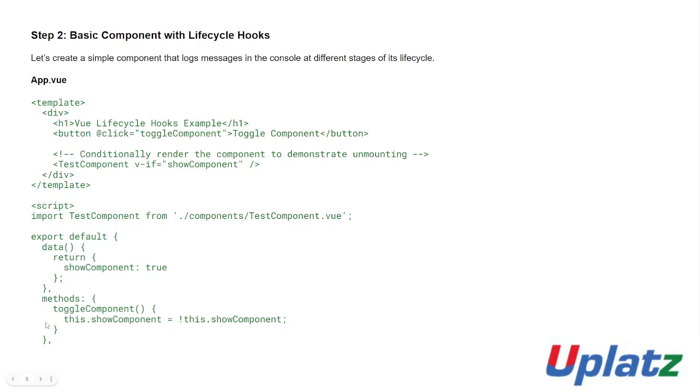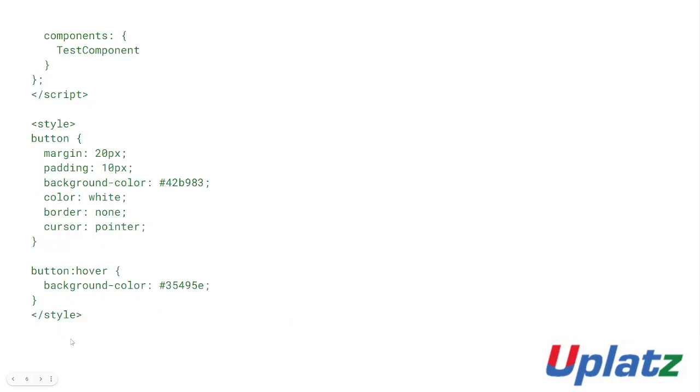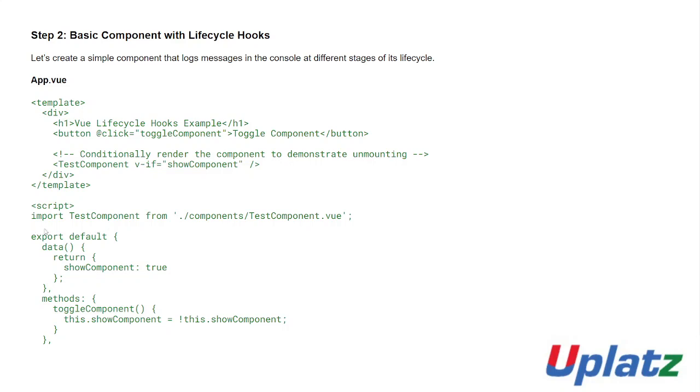Methods option. Within methods, the toggleComponent method: this.showComponent equals not this.showComponent. So if it is true, then it will become false; if it is false, it will become true. Methods is closed. Next, components: TestComponent, because we imported it here.